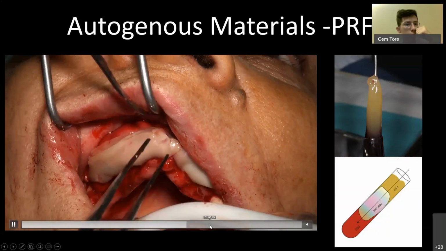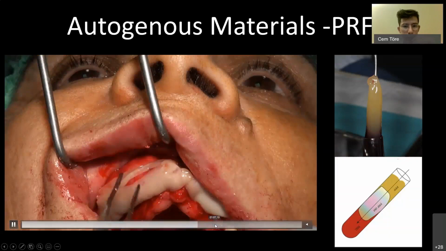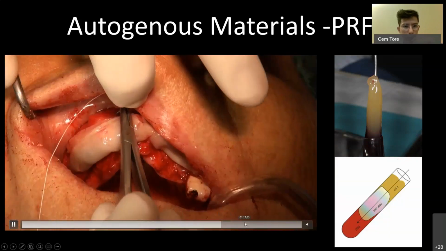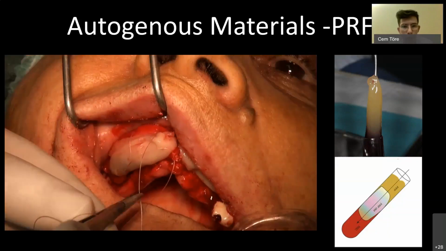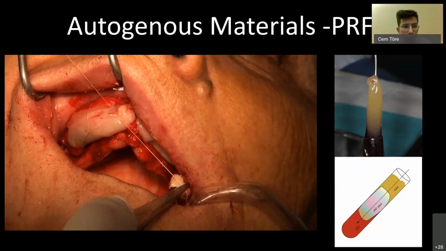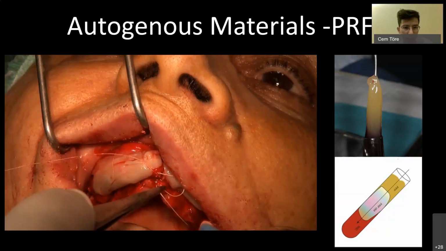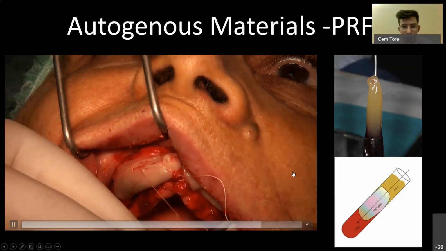As we can see, we have put two layers of PRF on either side, and then we can either place sutures to lock them in place, or we can suture the flap back together, knowing the flap will also hold it in place.